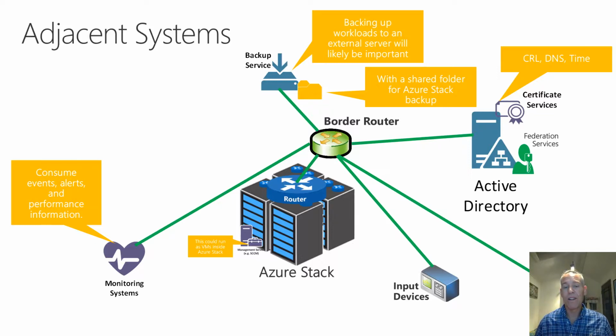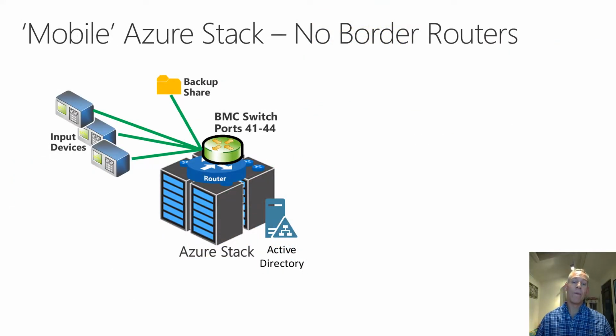The other things that you'd normally deploy are DNS, NTP, and you need access to the certificate revocation list. So those things can run quite happily over on the Active Directory side. Now, we also are developing a pattern for a mobile Azure Stack. So this is a really, really minimal solution. So no border routers involved in here at all. Just the Azure Stack with its top of rack switches. And there are some ports that are earmarked on that switch as spares that can be used to connect up to other things, undefined things.